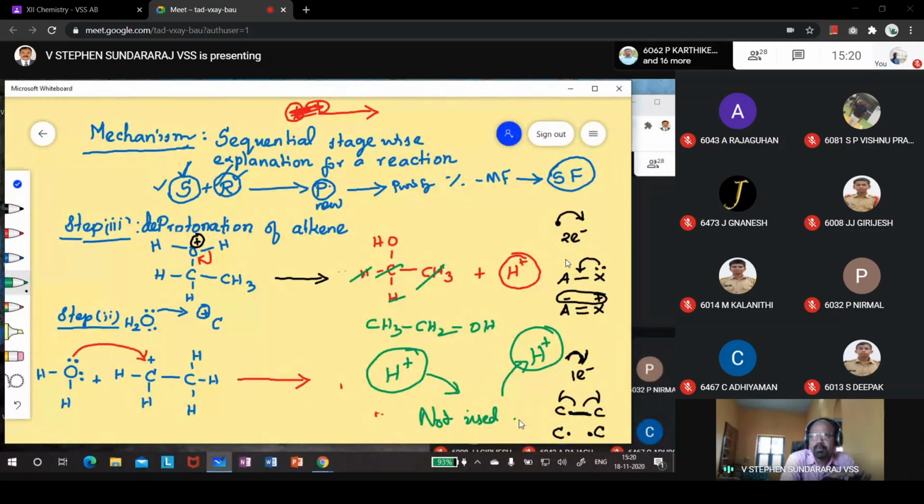In a chemical reaction, it will take part, but only initially: it will join and perform the reaction, and at last it will go out. Overall, it is not used up. That is why we call it a catalyst. Okay, so write this down, all of you.